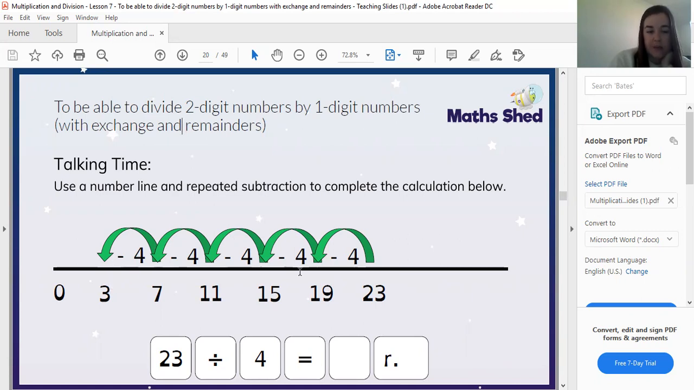We're going to count how many times we've jumped, which is 1, 2, 3, 4, 5, and then we've got 3 left over. So 23 divided by 4 is 5, remainder 3.